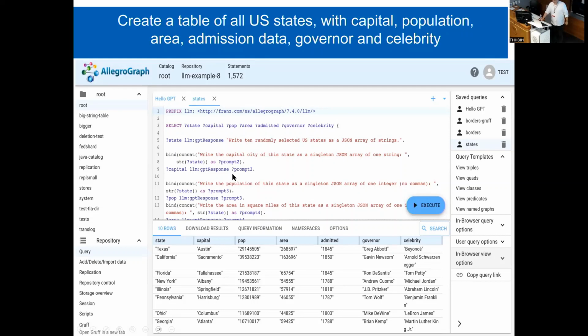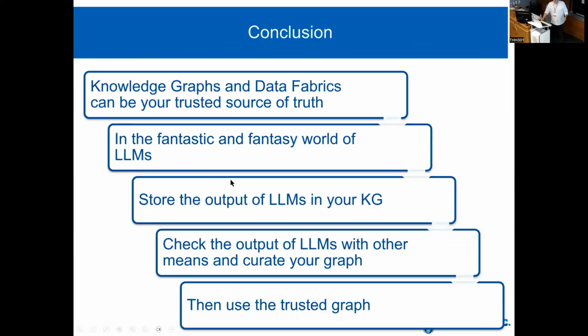Just playing with this. And so my conclusion is that I think knowledge graphs and data fabrics can be your trusted source of truth in this fantastic but also fantasy world of LLMs, right? Store the output of LLMs in your knowledge graphs. Once it's in there, you can check the output of LLMs by other means.